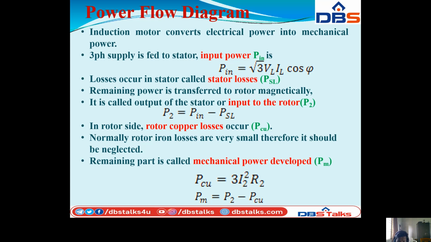Some formulas. What is an induction motor? It converts electrical power into mechanical power. Three-phase supply is fed to the stator. Input power P input is equal to √3 VL IL cos phi. Losses that occur in the stator are called stator losses. The remaining power is transferred to the rotor magnetically. It is called the output of the stator. P2 is equal to P input minus P stator losses.